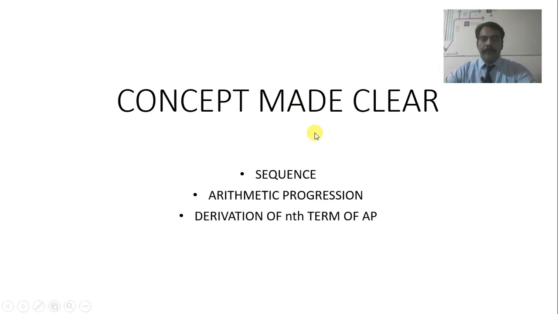So today I am going to explain the meaning of sequence, what do you mean by sequence, arithmetic progression, what do you mean by arithmetic progression, and we will also find out the derivation for the nth term of an AP.